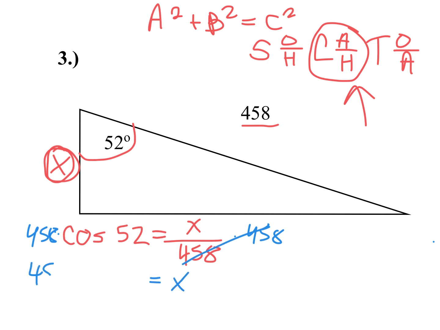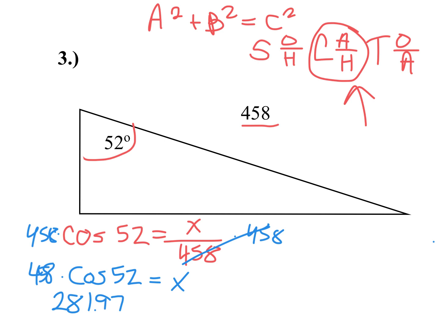So that means I just need to do 458, sorry, that's a little sloppy, times the cosine of 52 degrees. By the way, remember to have your calculator in degrees, not radians, or else this can screw up your calculation. When you put it in your calculator, just type in 458 times, then hit the cosine button, and then 52, close the parentheses, and that's it. I end up getting something like 281.97 for my x. So what does that mean? That means that this x is actually the length 281.97, so about 282 if we round a little bit.